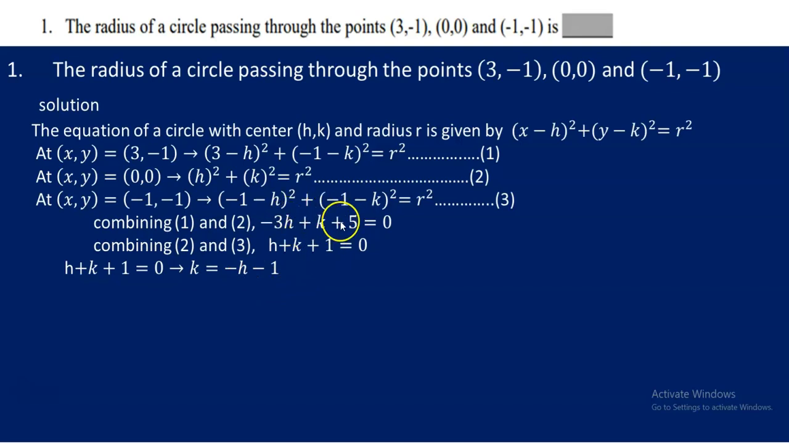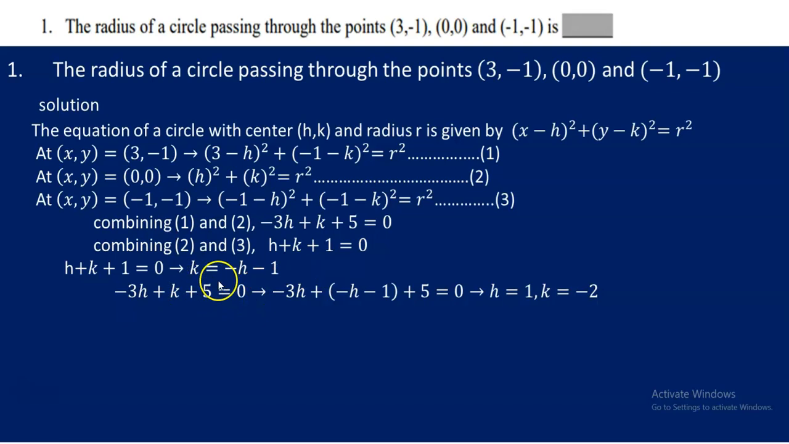And using this one, -3h + k + 5 = 0, in place of k, let us directly substitute -h - 1 in place of k.